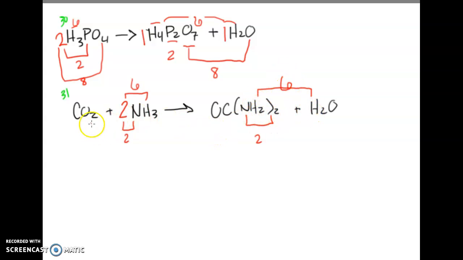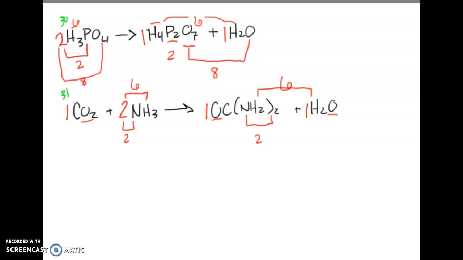My oxygens, I have 2 here. And I have an oxygen here and an oxygen here, so I have a 2 there as well, which means this one also balanced with a 2. A 1, a 1, and a 1. And that one's pretty good. Yeah, I think we're good there. So let's go to the next page.